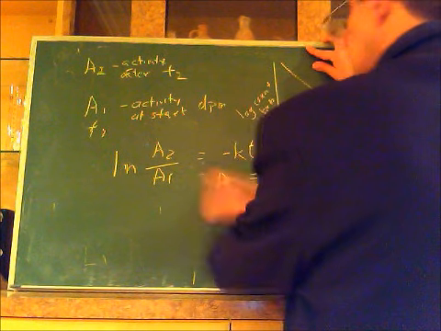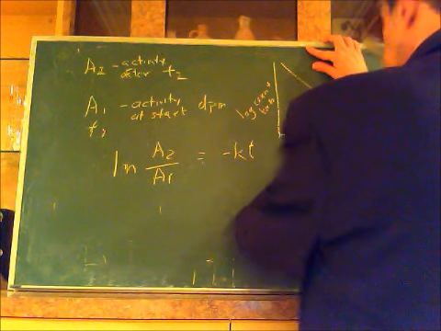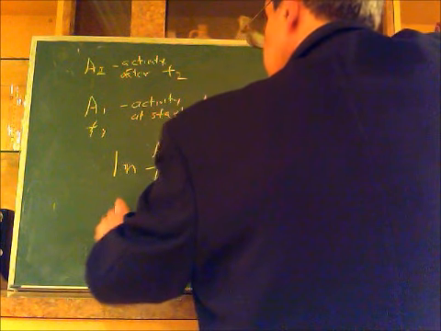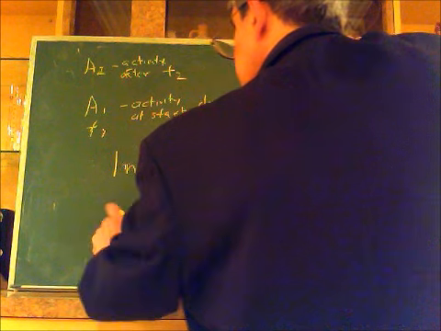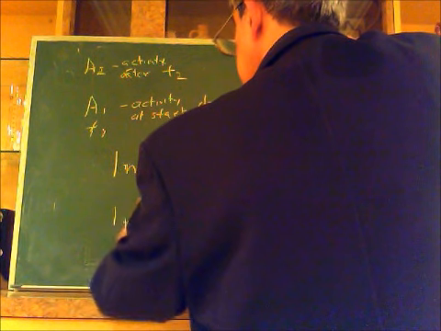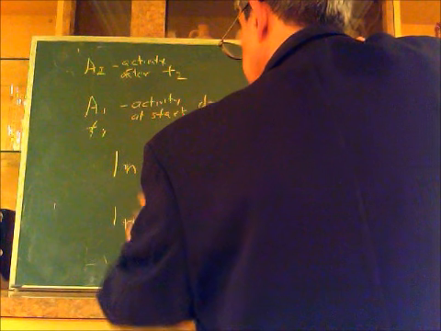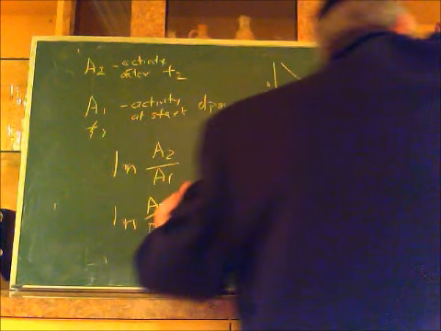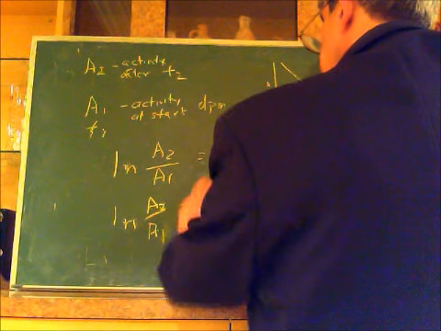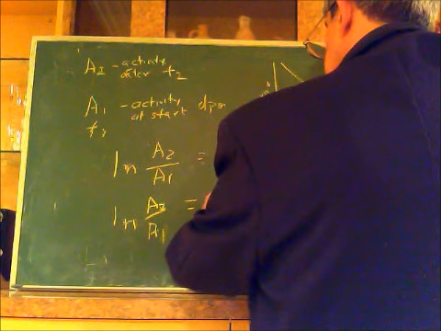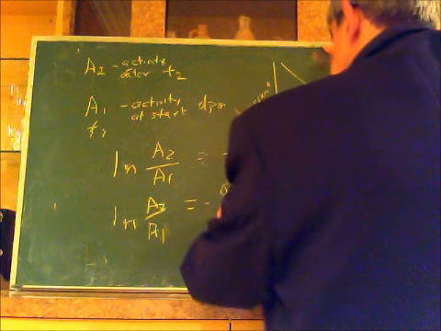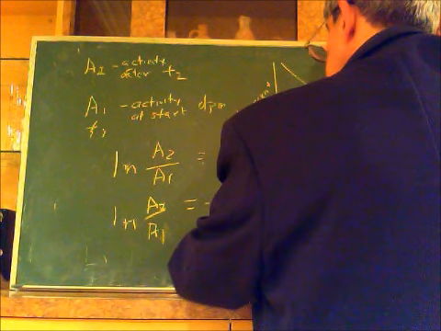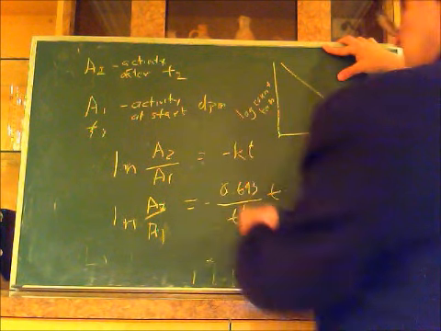I'm going to erase this here, and I'm going to use this equation, but now I'm going to express it as ln of A2 over A1 is going to be equal to minus 0.693 divided by the half-life of the element, times the time period. So that's the other way of expressing this.